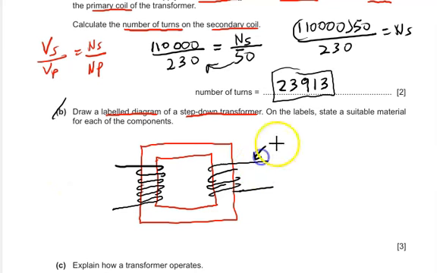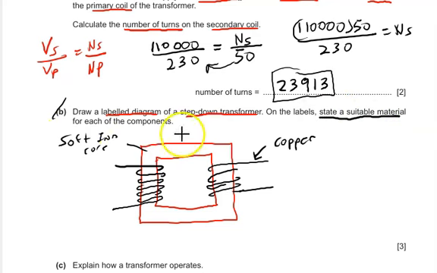So the wires are made from copper wire, and this is a soft iron core. Okay, this is a soft iron core. Step down. Okay, state a suitable material for each of the components. So this is the rough drawing. Okay, so you'll be getting 3 marks here.